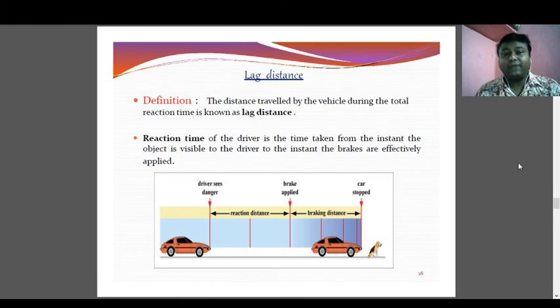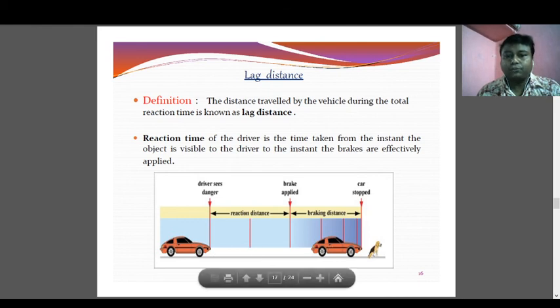The reaction time of a driver is the time taken from when the object becomes visible to the driver to the instant the brakes are effectively applied. If you see the diagram, suppose one vehicle is coming and the driver sees a danger, that a dog or something is standing or sitting on the road. So the driver needs to stop the vehicle at least some distance before, so that the dog or that particular object would not be harmed. The driver sees the object from this distance and has to stop at this distance.